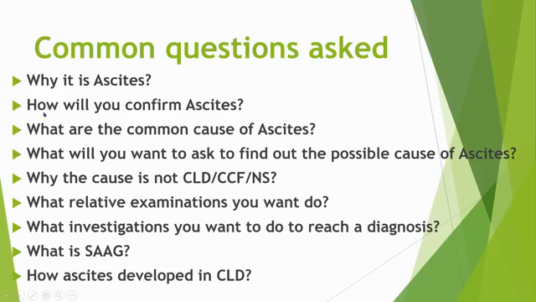Another question: how will you confirm ascites? If asked how will you confirm, you should answer: clinically, I will do the shifting dullness and the fluid thrill, so it is ascites. And to confirm it, I want to do aspiration of the peritoneal fluid or ultrasonogram. Ultrasonogram also confirms fluid in the peritoneum.